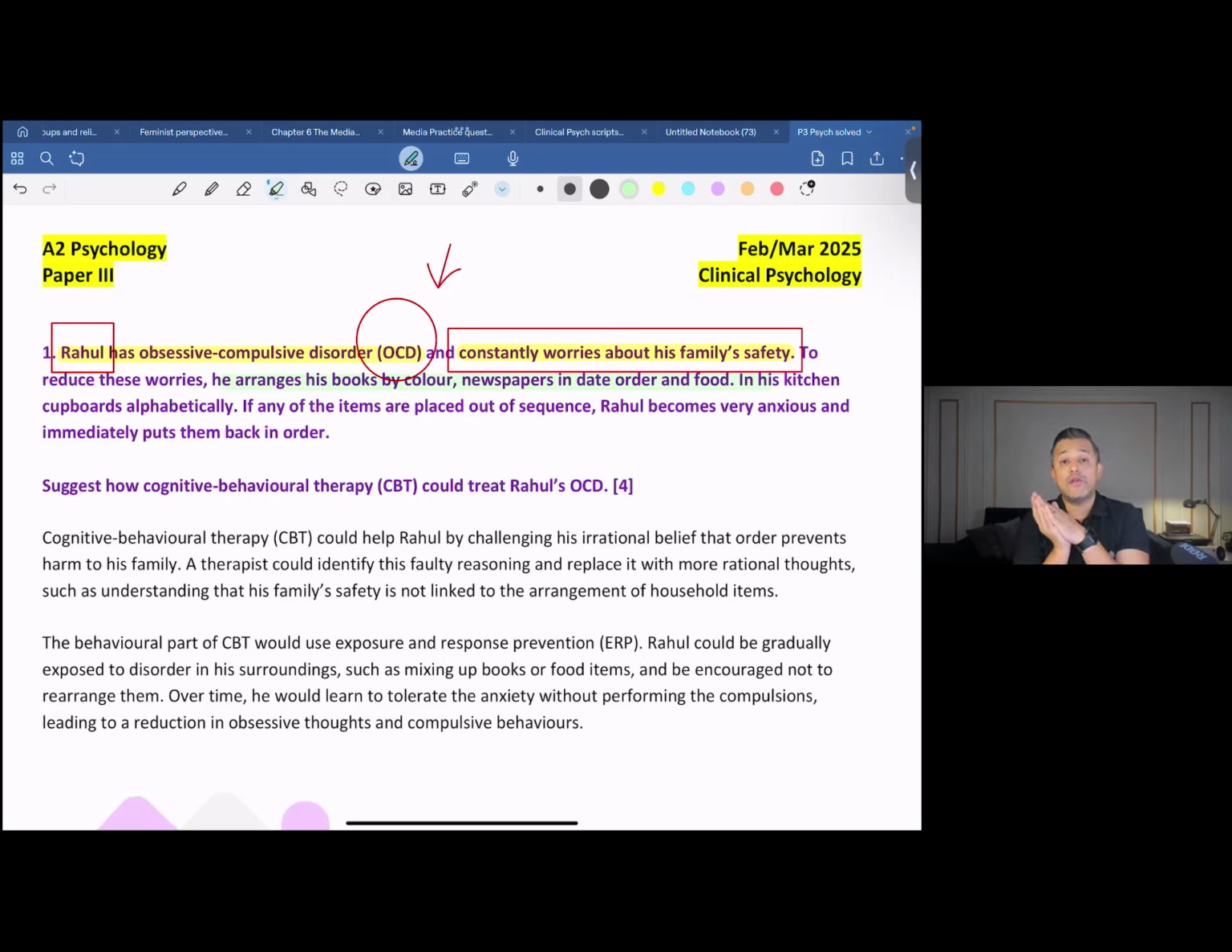So how does this gentleman act to neutralize his thoughts? He arranges his books by color, one. He puts his newspapers in date order and the food in the kitchen cupboards alphabetically. Now, the question some of you might have at this point is, what do these obsessions have to do with the way he's acting now?